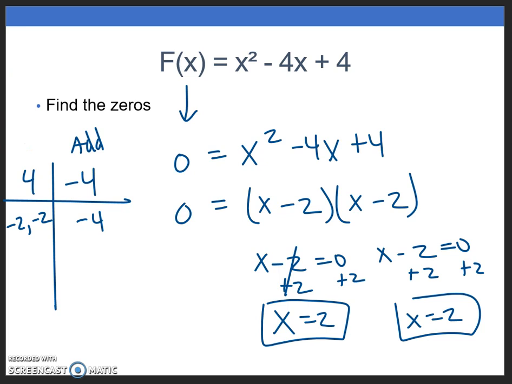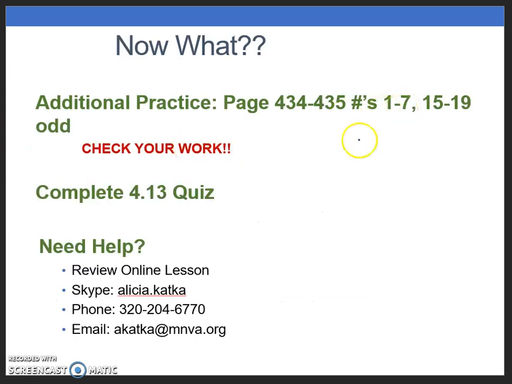Okay, so for additional practice for this lesson, if you need more help, make sure you go to pages 334 and 335, numbers 1 through 7, 15 to 19, and make sure to complete that quiz.